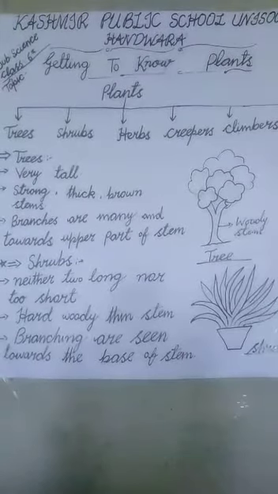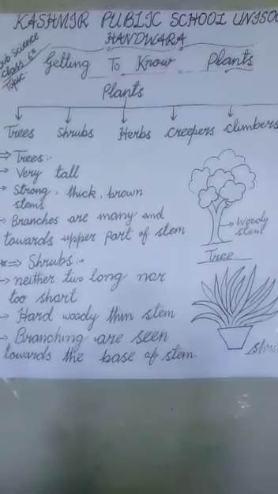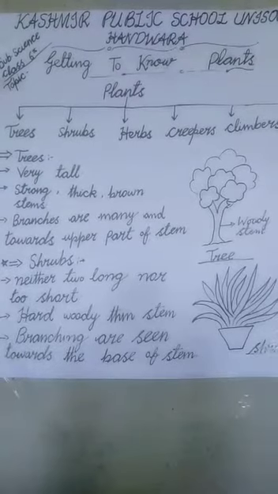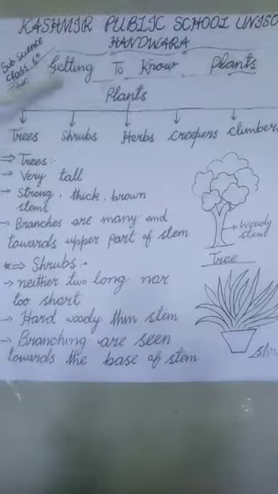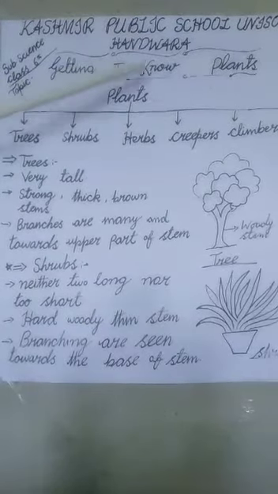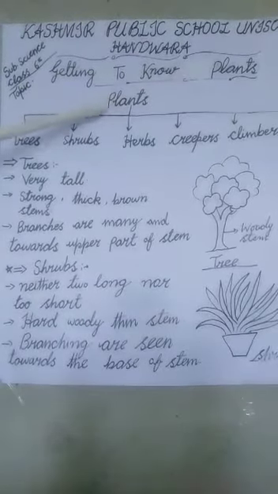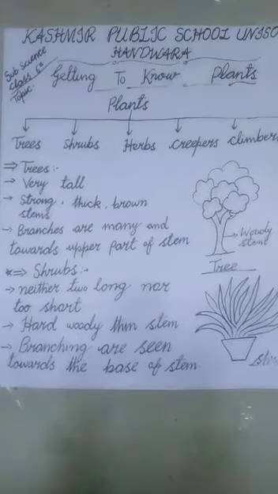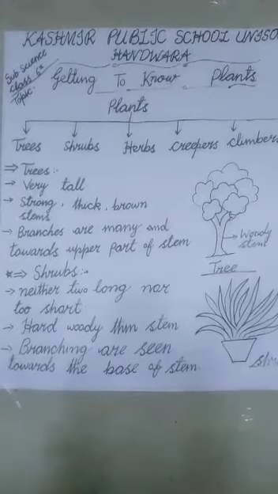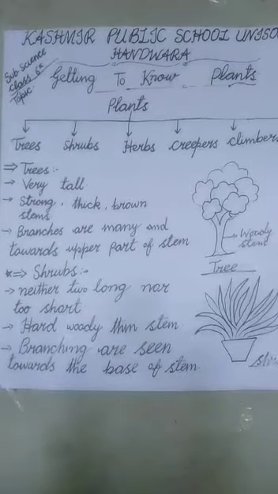So today we will start with the 7th chapter of class 6th science. In this chapter we will talk about getting to know plants. So in this lesson we are going to learn about plants, types of plants and parts of plants.